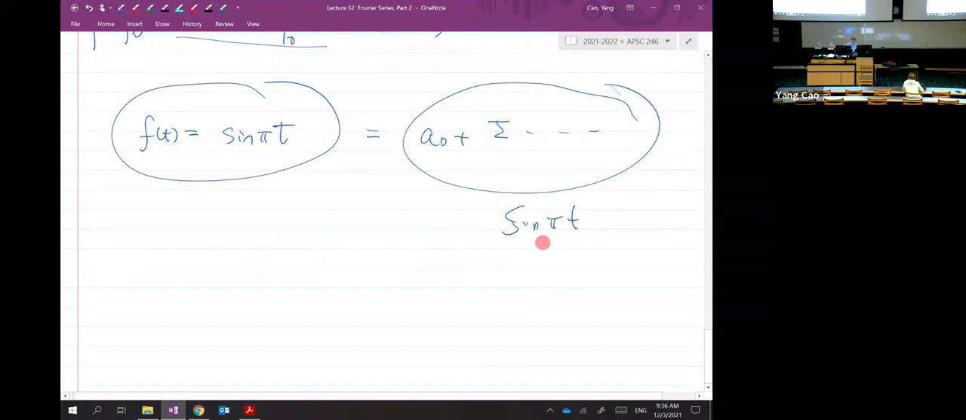Any questions on the Fourier series? To be honest, in my opinion, the calculation of the Fourier series is not that difficult because you have the formula, right? You can clearly calculate the Fourier series using the formula as long as you're comfortable with doing integrals.